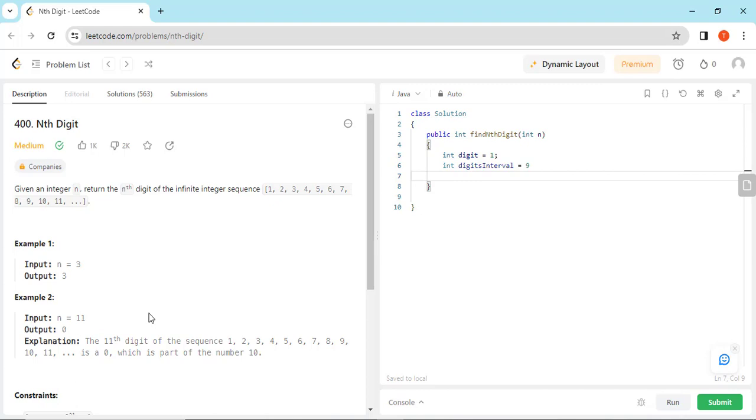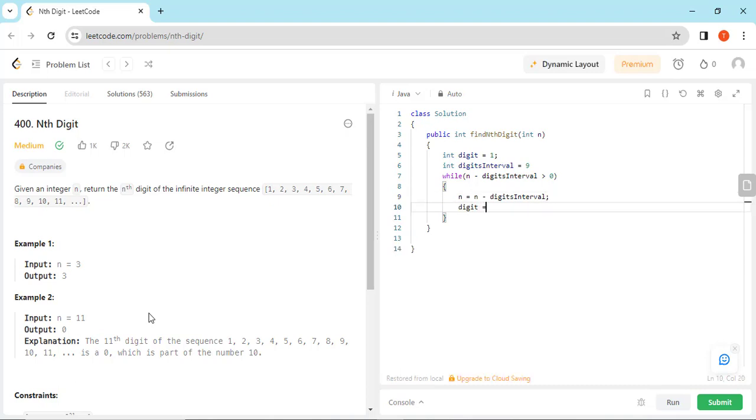Now what I'm going to do is I'll be taking a loop. So we'll be subtracting the n value with digit interval. If the value is greater than 0, I'll repeat the process. Before repeating the process, I have to subtract my n value, right? For that, n equal to n minus digits interval. And parallelly, I'll increment my digit value.